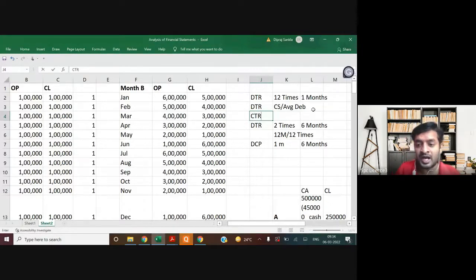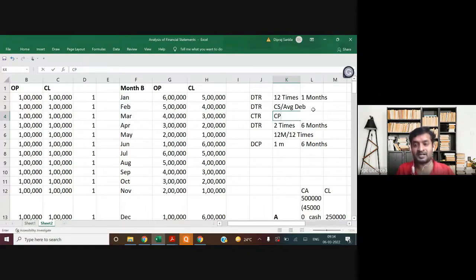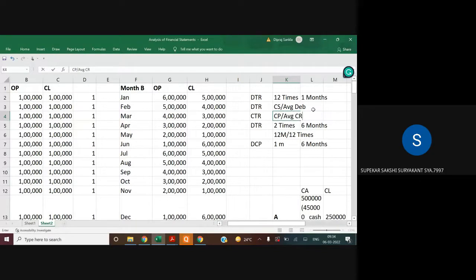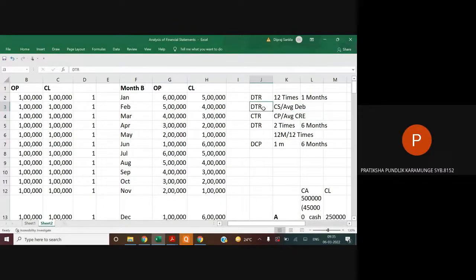ओके. क्रेडिटर टर्नओव्हर रेशो मध्ये टर्नओव्हर म्हणजे काय? क्रेडिट परचेस. सो क्रेडिट परचेसला कशाने डिवाइड करणार तुम्ही? ॲव्हरेज ऑफ क्रेडिटर्स. चला फॉर्म्युला तयार. अरे कळलं की नाही कळलं? येस सर.